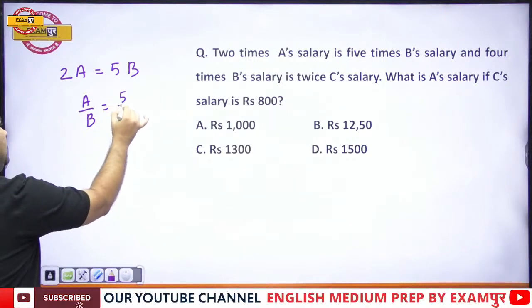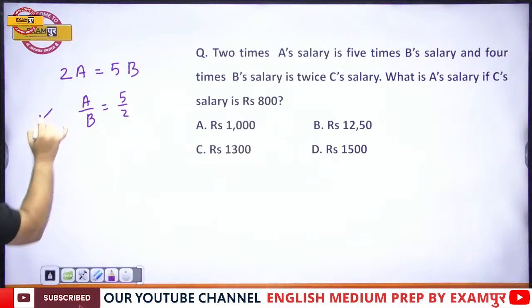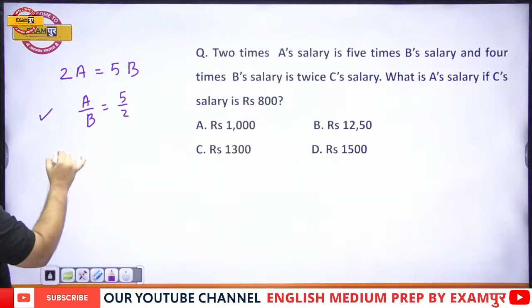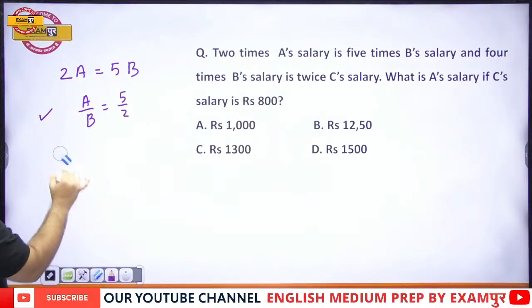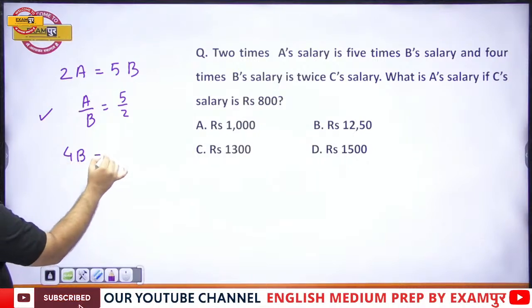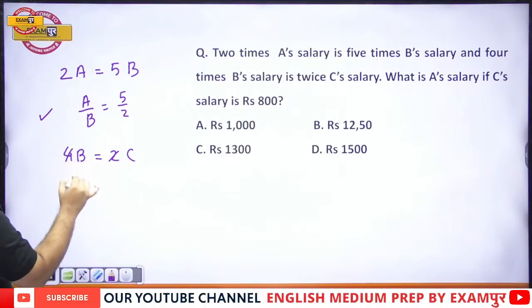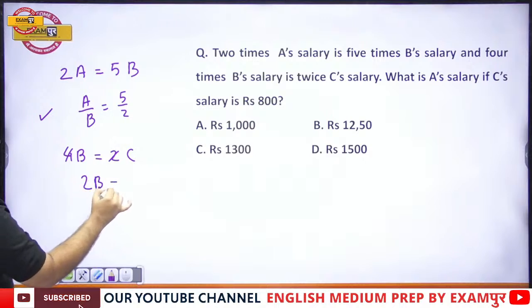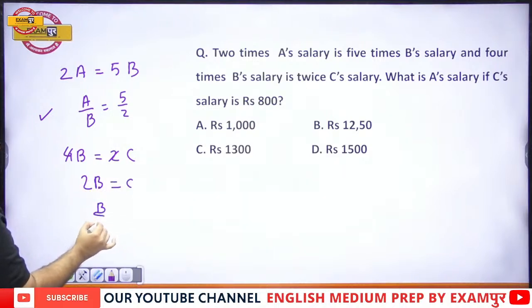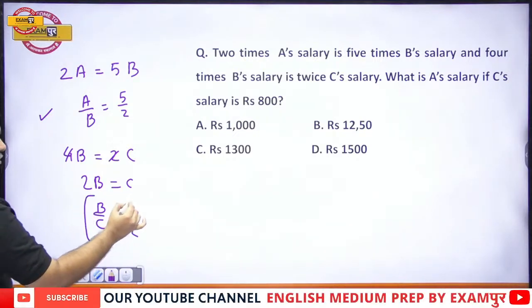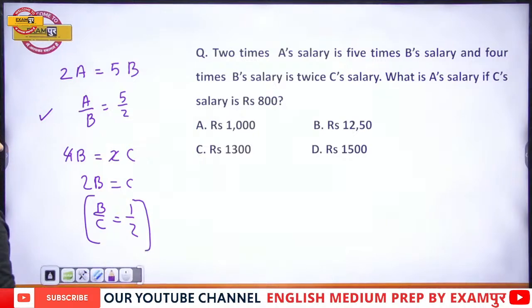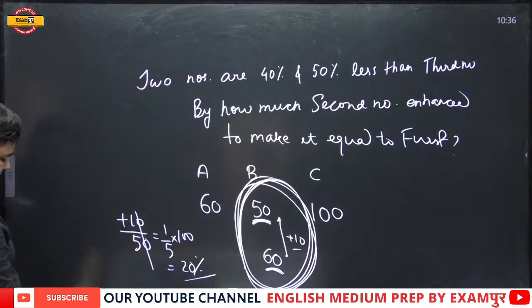5:2. And 4 times the salary of B is equal to twice the salary of C. 2B is equal to C. So B by C is 1/2. What is the common in both?